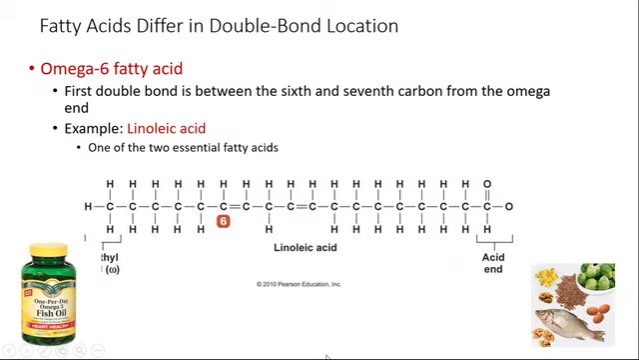Now coming to an omega-6 fatty acid, the name itself suggests that the first double bond is at the sixth carbon. So you have 1, 2, 3, 4, 5 and 6. So the first double bond is there, and that is linoleic acid, which is an essential fatty acid. Now the same acids can be named differently if we count from the carboxyl end or from the alpha end.